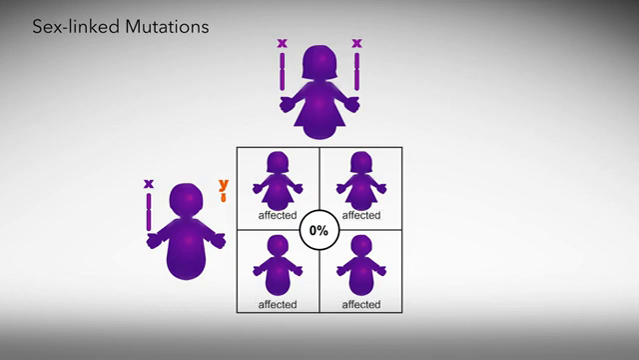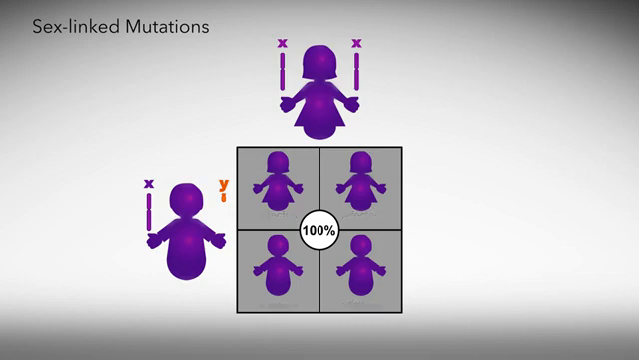An affected mother with 2 copies and affected father with 1 copy. All children will be affected. This is rare.